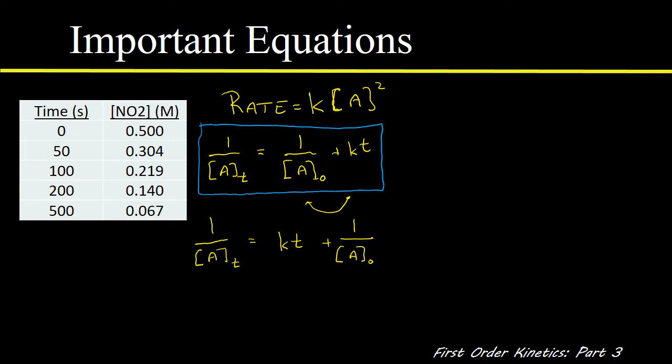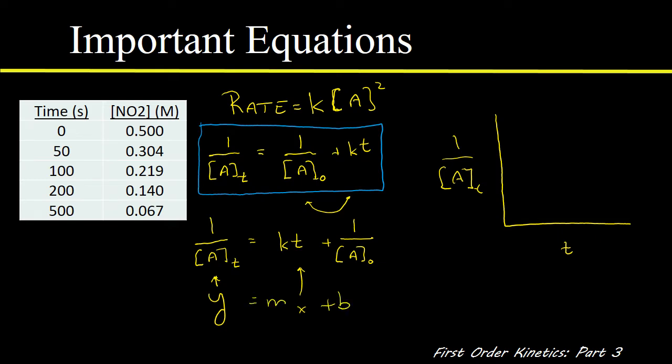And the reason I'm writing it this way is because if we plot the reciprocal of the concentration as our y value, and time as our x value, then you can see that this equation is in y equals mx plus b format. And what that means is that if we plot the reciprocal of the concentration as a function of time, we will get a straight line, and the slope is equal to the rate constant.